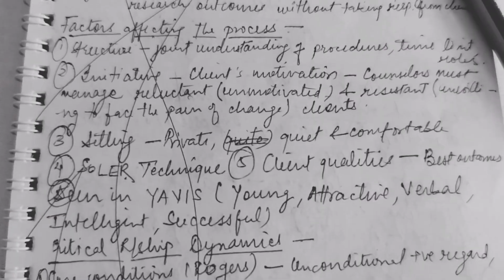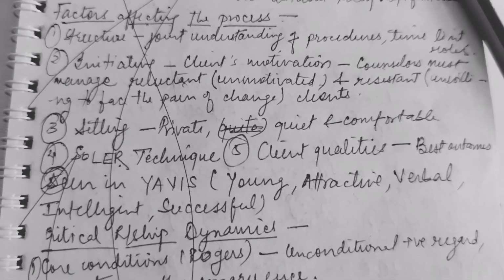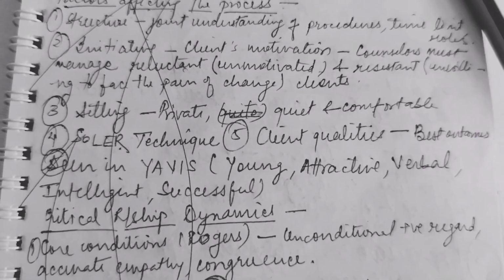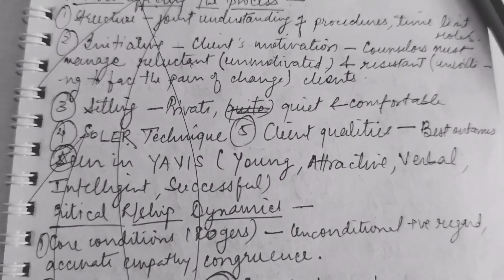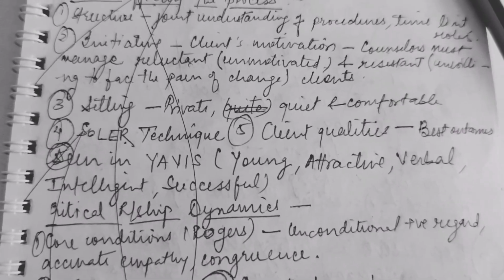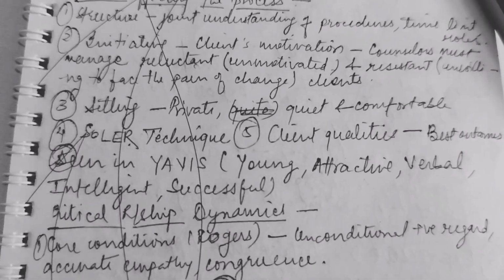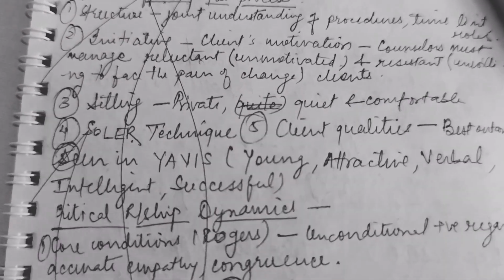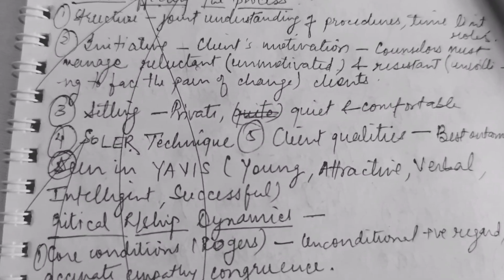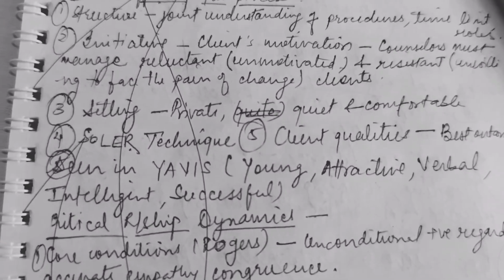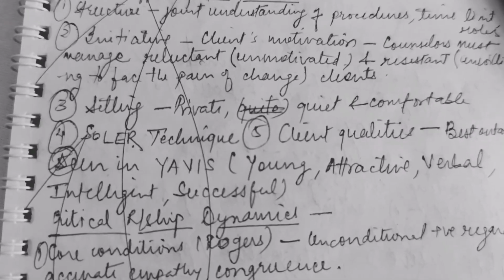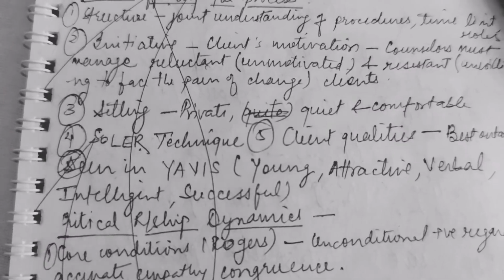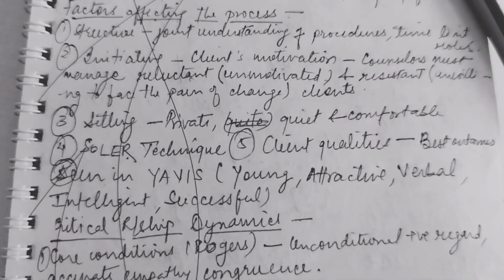The setting must be private, quiet and comfortable, a comfortable place where the entire process of counseling can proceed. Then we also need to have the SOLAR technique. SOLAR stands for: S is squarely seated, O is open posture, L is leaning forward, E is eye contact, and R is relaxed. When we apply this technique and follow such a sitting arrangement, the counseling process is likely to be effective.